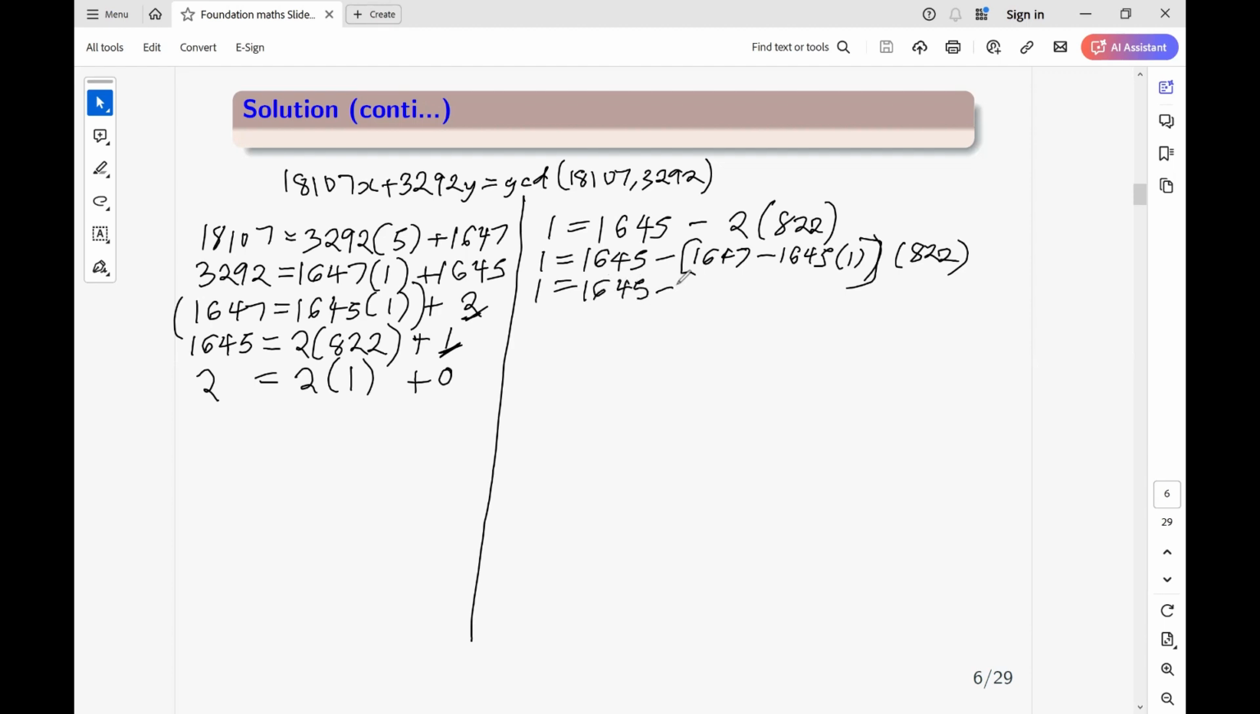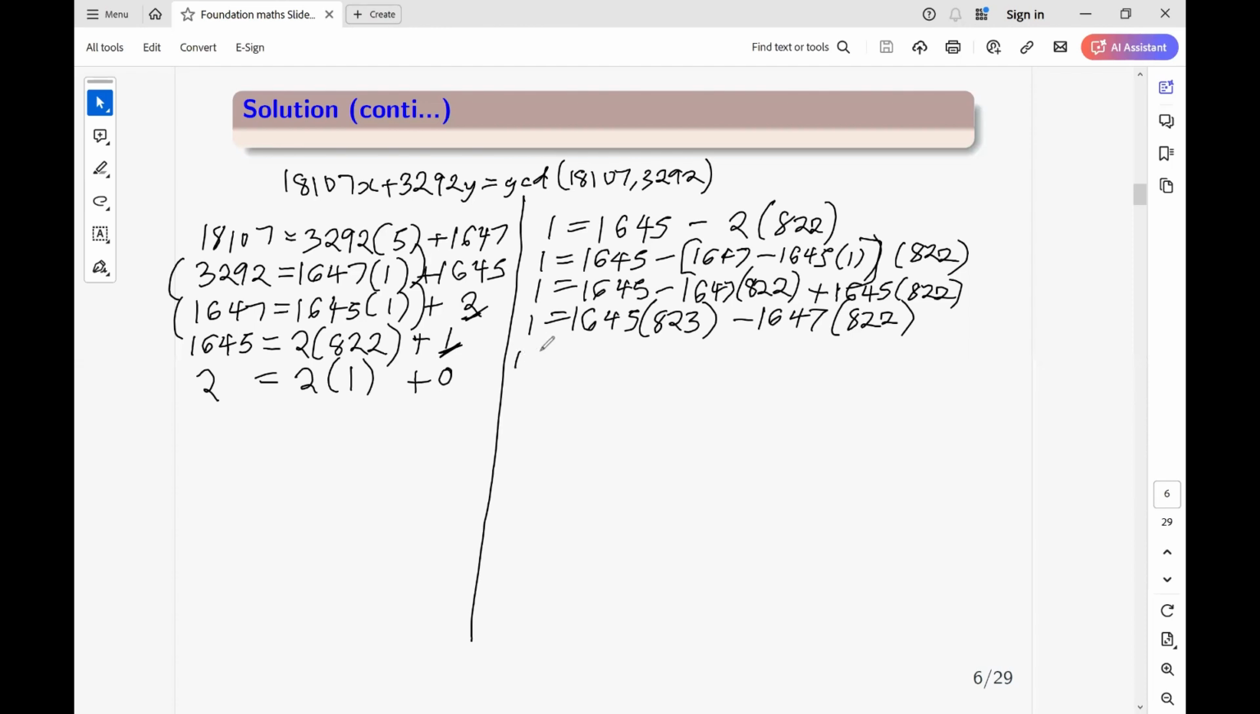1645 is equals to 1647 times 822, and then plus 1645 times 822. Okay, and then we collect the like terms. 1645 plus the 822 is going to be 823 minus 1647 times 822. Okay, now we're going to substitute the 1645 here using this part of the equation.